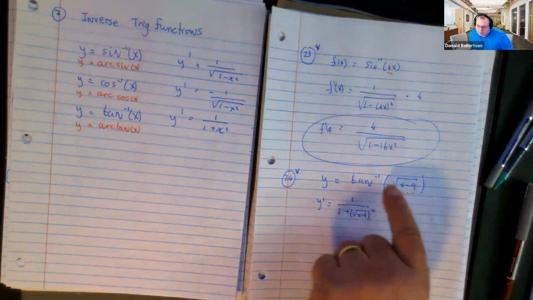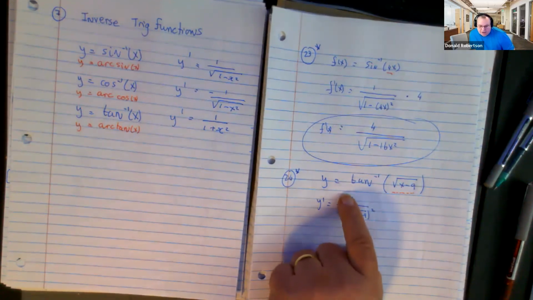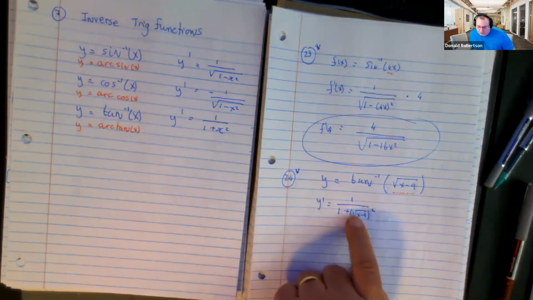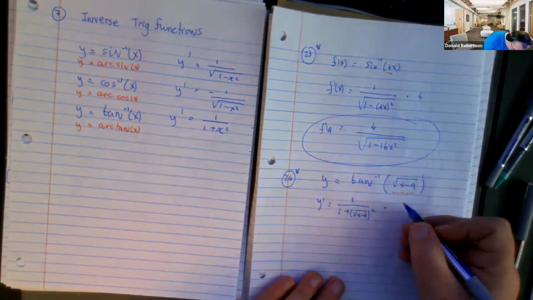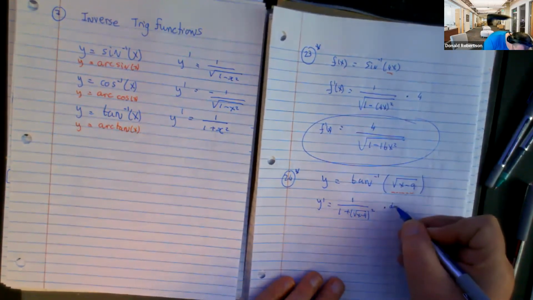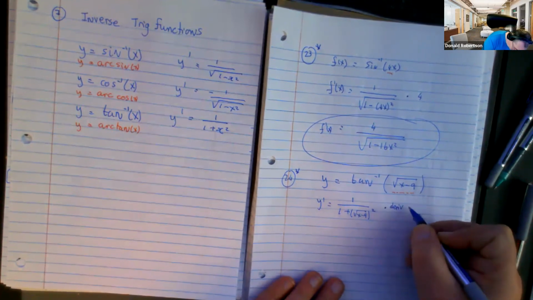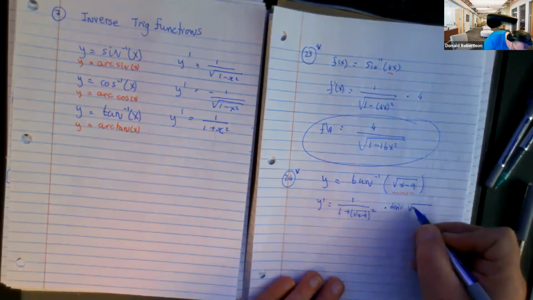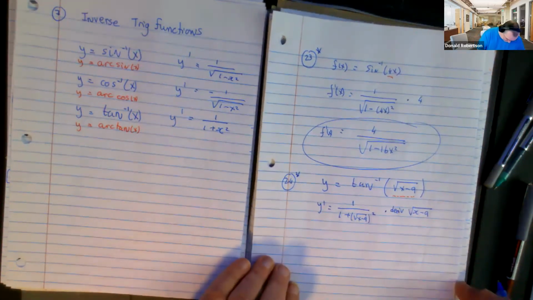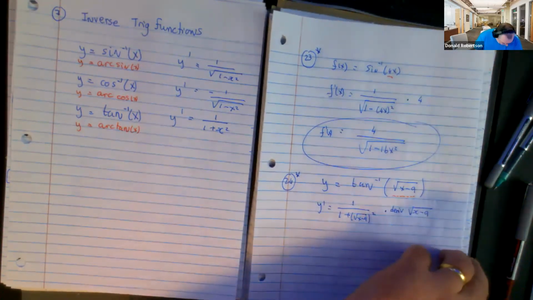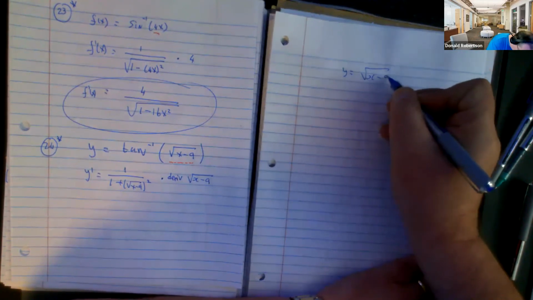Are you comfortable that the derivative of an inverse tan is 1 over 1 plus the thing inside squared? Then you do the derivative of the inside function, and I'm going to just call it what it is. You then multiply by the derivative of the square root of x minus 9. And then somewhere at the side here, let's find the derivative of that guy, right?